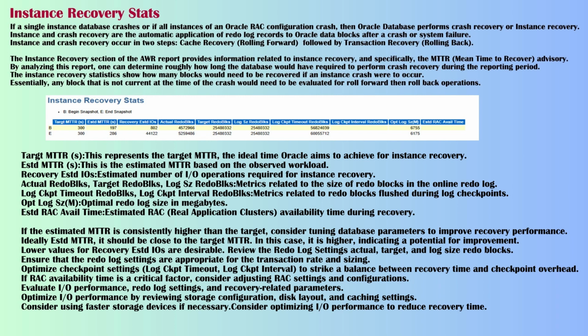If RAC availability time is a critical factor, consider adjusting RAC settings and configurations. Evaluate IO performance, redo log settings, and recovery-related parameters. Optimize IO performance by reviewing storage configuration, disk layout, and caching settings. Consider using faster storage devices if necessary. Consider optimizing IO performance to reduce recovery time.